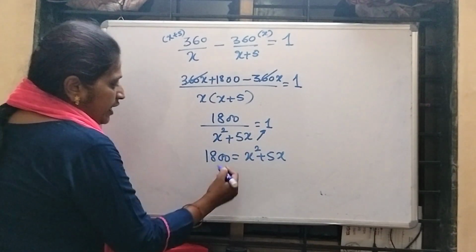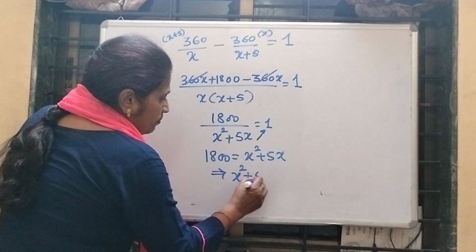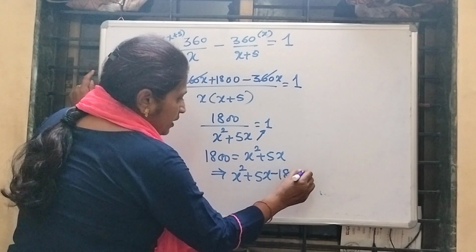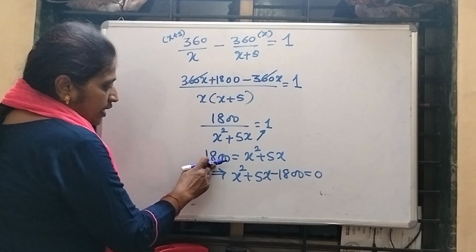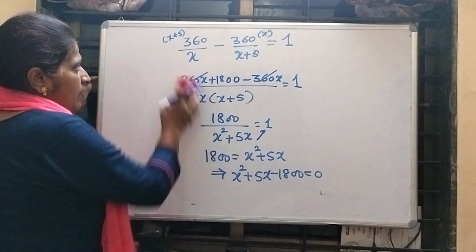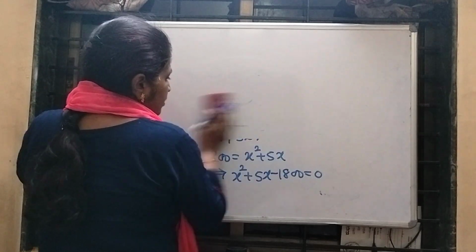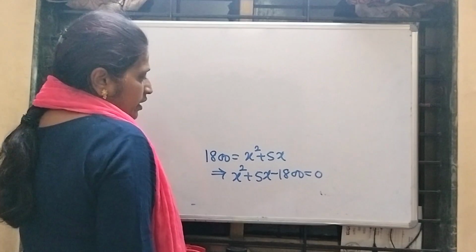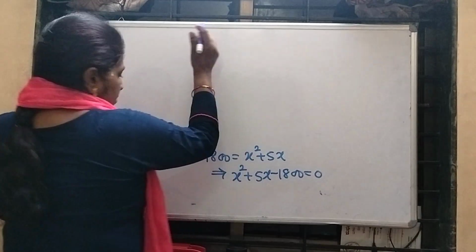Now transpose the LHS to RHS. It becomes x square plus 5x minus 1800 is equal to 0. Because we have shifted whatever was there in the LHS, there it remains 0. Now you can use the formula method or factorization. Any method you can use and solve the equation. I am using the formula method now.